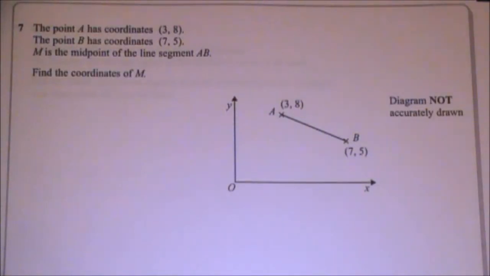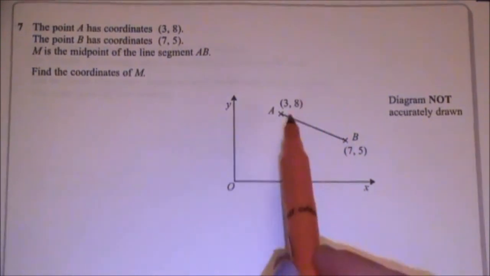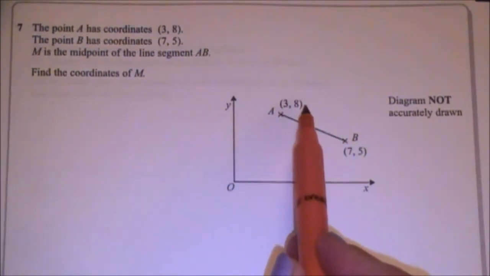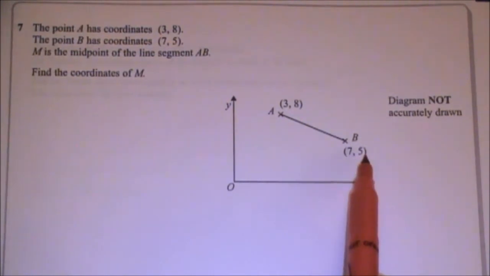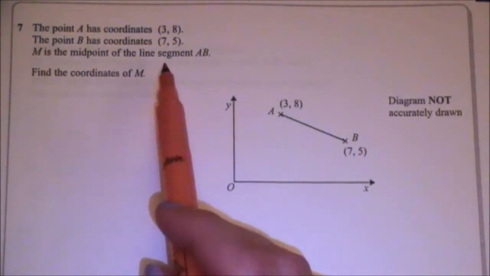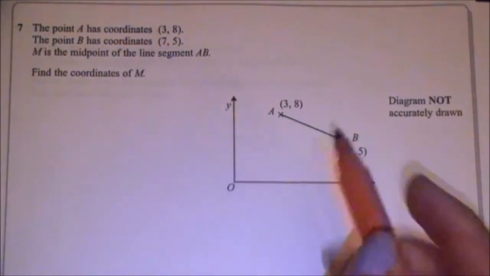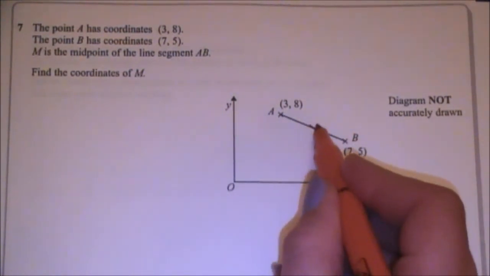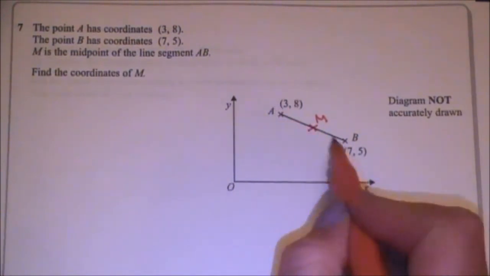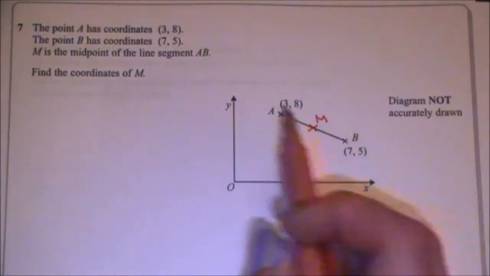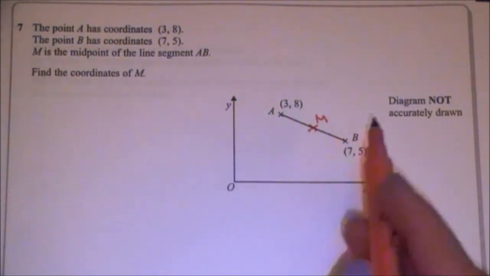Question 7 is about finding the midpoint of a line. So the point A has the coordinates 3, 8. Point B has the coordinates 7, 5. M is the midpoint of the line segment AB. So M isn't on there, I'm going to put it there. That's M. It's the midpoint of AB. Find the coordinates of M.